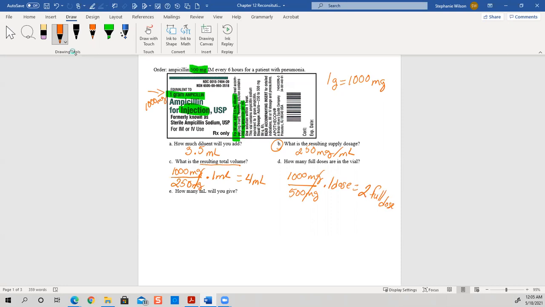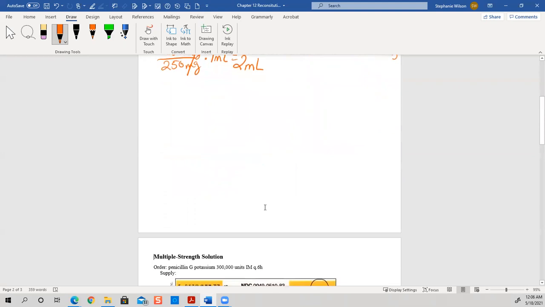Okay, very good. So E says, how many milliliters will you give? So how many are we going to measure? So we're going to take our order, which is 500 milligrams. We're going to take our resulting supply and solve. Well, 250 goes into 500 2 times, and it leaves me with 2 milliliters. So very good, guys. So far, so good. Let's move on to our next example.